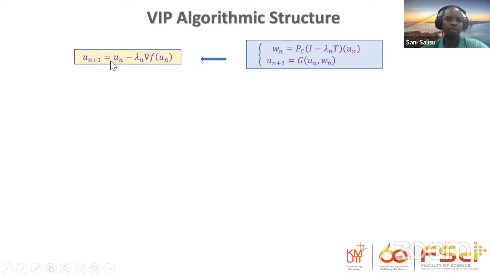Of course, you can remember this from the literature for finding a minimizer of F. That's why initially we told you it's like replacing the gradient of F by T. So this is the motivation, starting from this one to the projected gradient. Now you need to project onto C because we are dealing with the constrained variational inequality problem. When C is the whole space, then you don't need to do the projection, because that gives the unconstrained variational inequality problem.